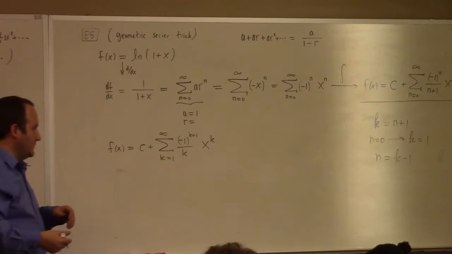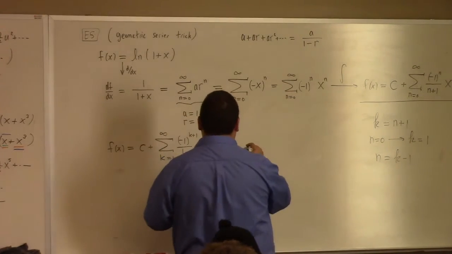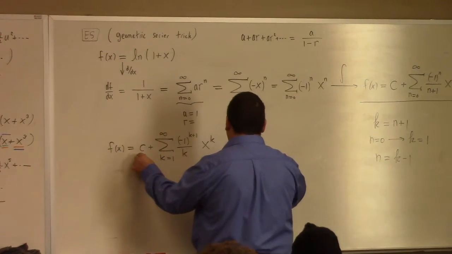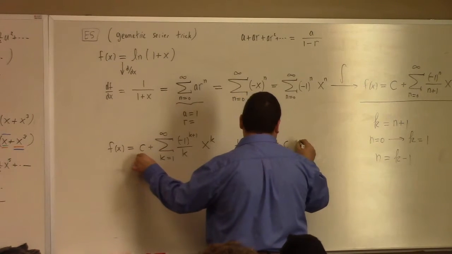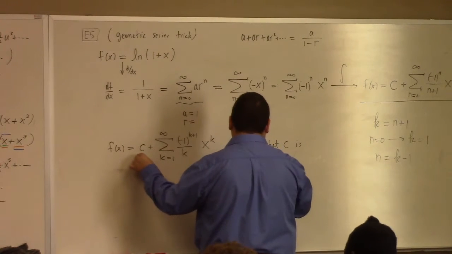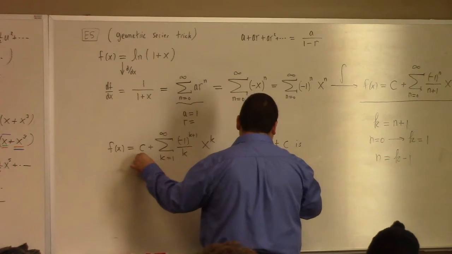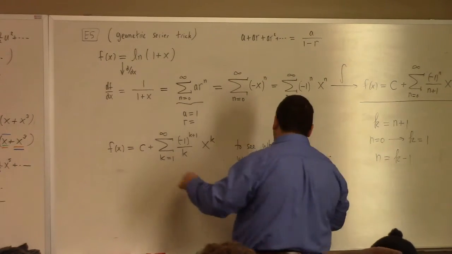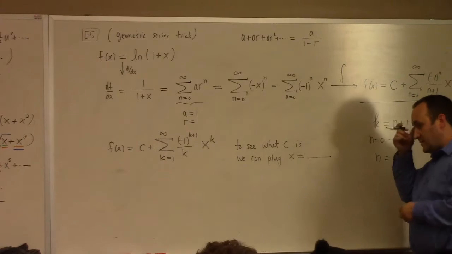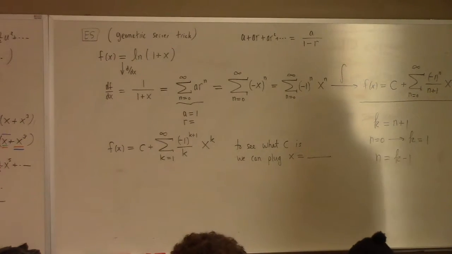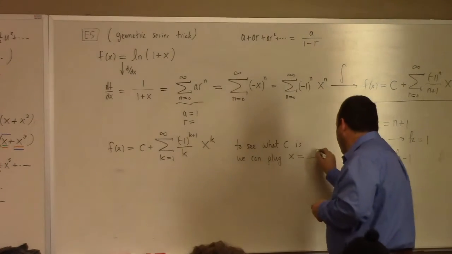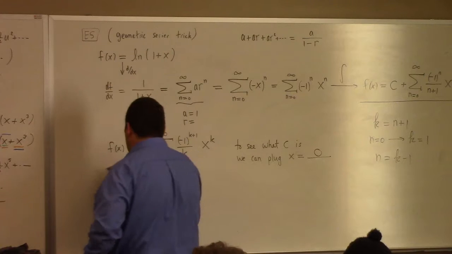All right. Now, we need to figure out what C is. To see what C is, what should we do? We can plug x equals blank into the formula there. What's the easiest x to think about possible? 0. Yeah, plug in 0. So f of 0.